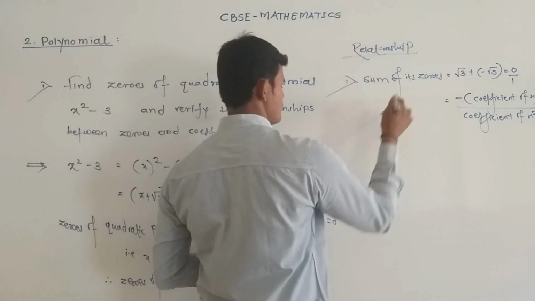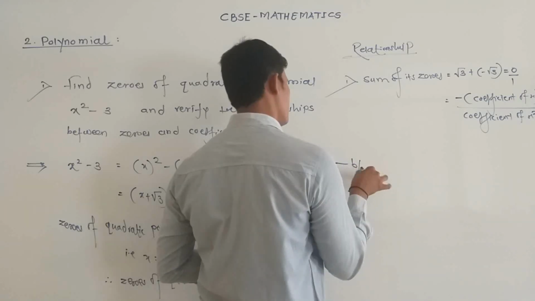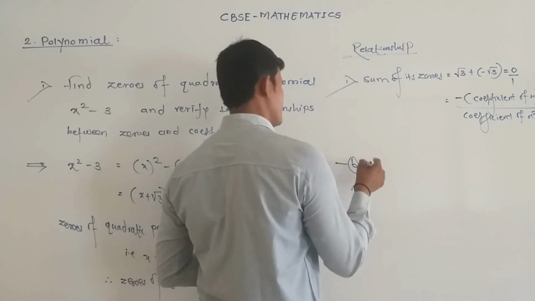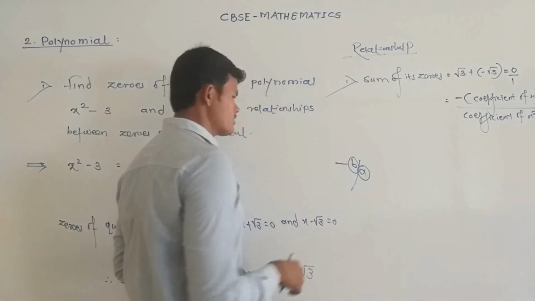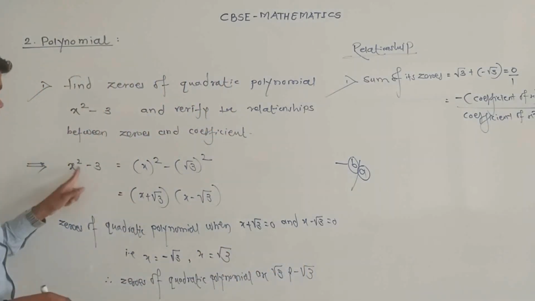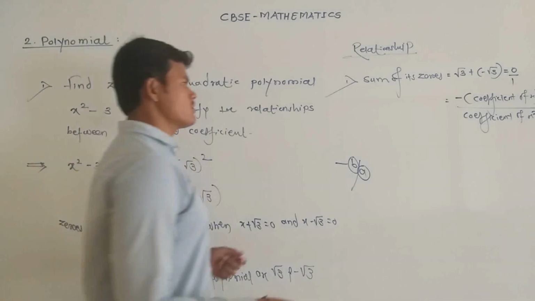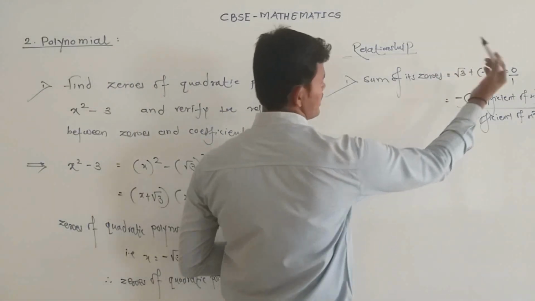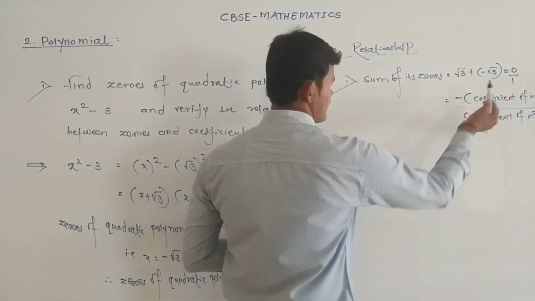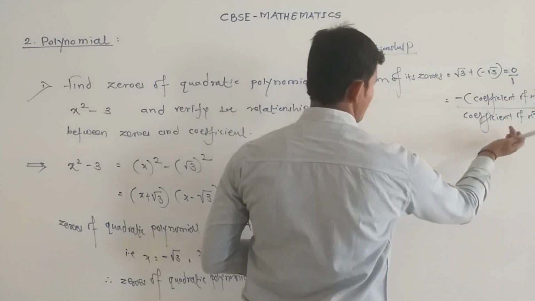For a quadratic polynomial, two relations are there. First one is sum of zeros. Sum of zeros is nothing but minus b by a, where b is the coefficient of x and a is the coefficient of x square. But for the given quadratic polynomial, the coefficient of x term is absent. That means the value of b is 0. So we get 0 divided by 1, where 1 is the coefficient of x square.